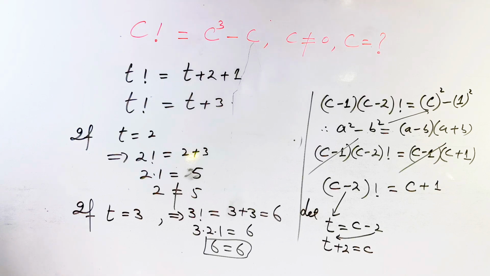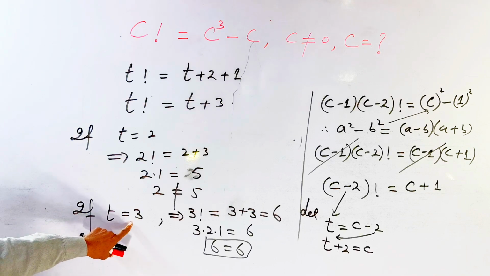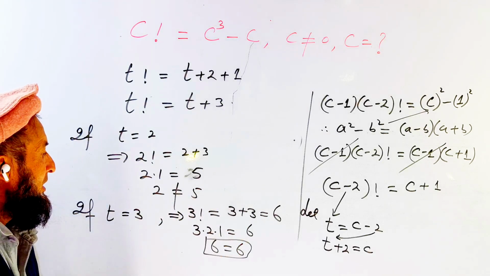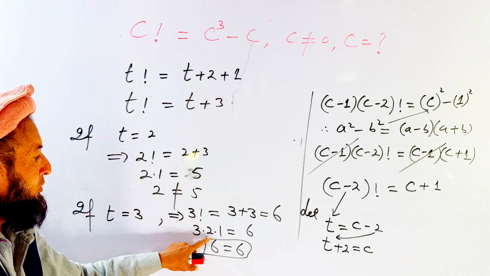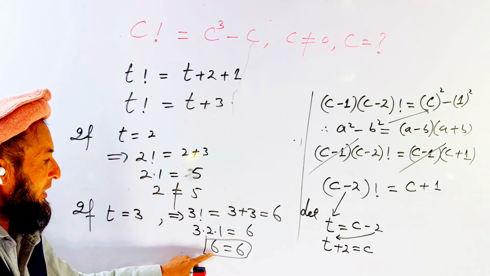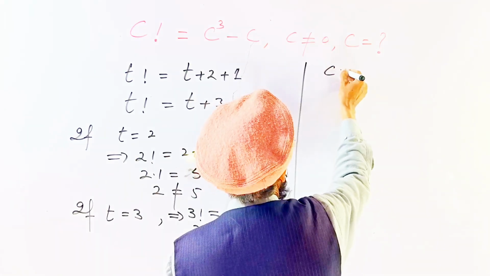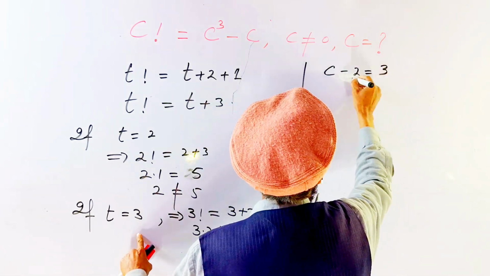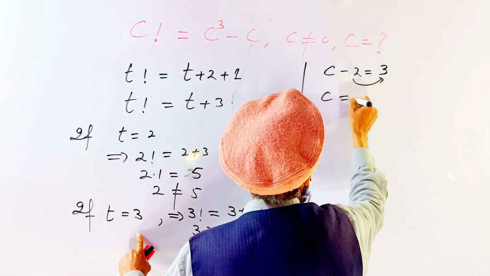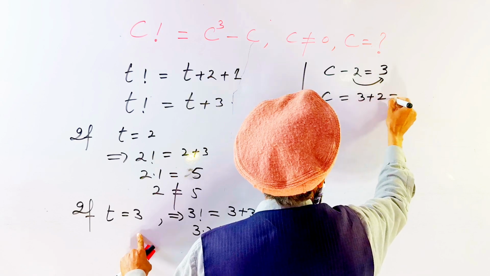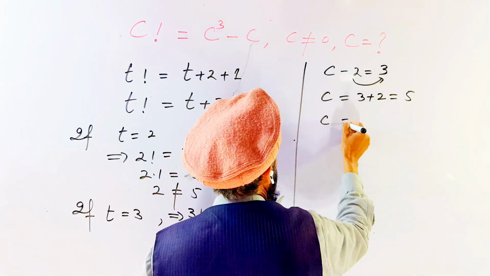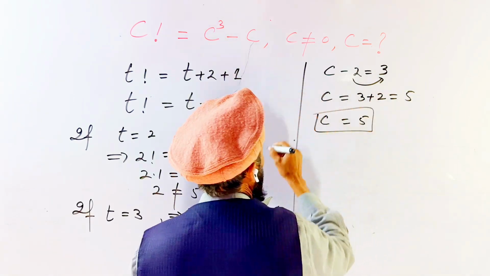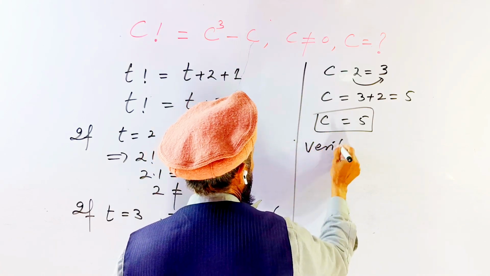But if we check in the verification, 3 factorial is equal to 3 plus 3, which is 6, and 3 into 2 into 1 expanding 3 factorial by the formula we get 6. T is 3, since C minus 2 is equal to 3, this will be changed. Here C is equal to 3 plus 2 is equal to 5. So we get the value of 5. We want to check the verification.